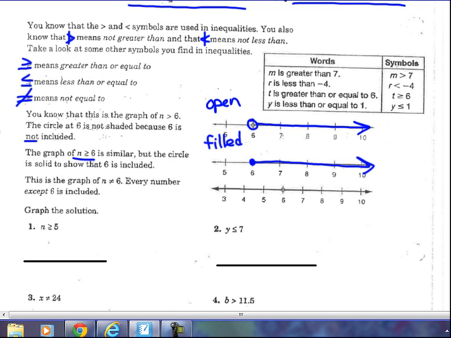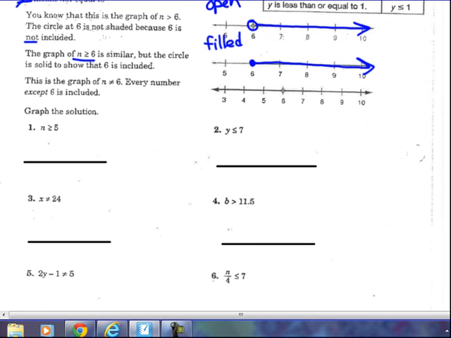The next graph shows you the graph of what numbers n are not equal to 6. Every number except 6 is included. So again, open circle at 6. This time the graph goes in both directions. So all numbers except 6 are not equal to 6.